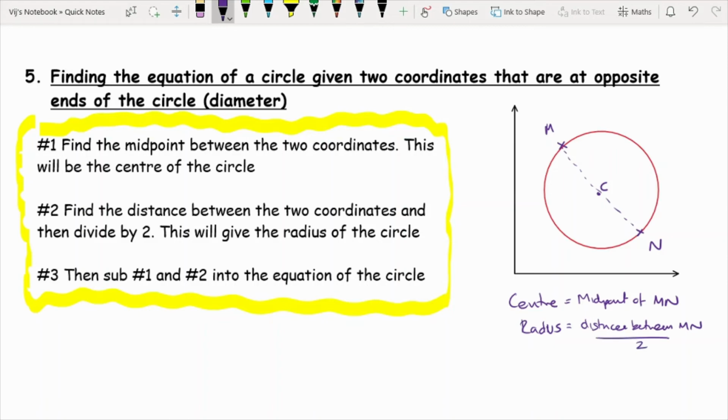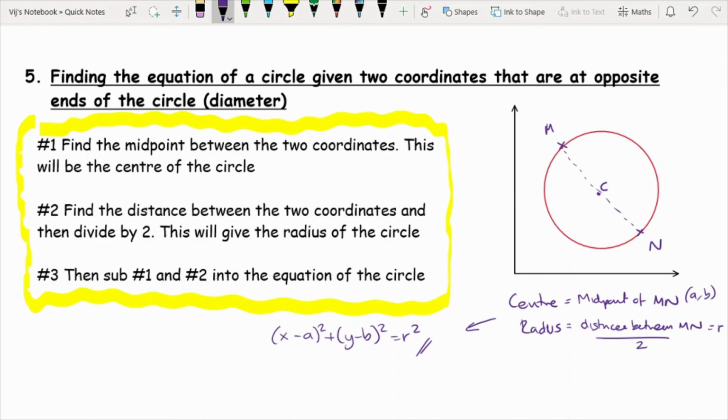And once I've got those 2 bits of information, all I then need to do is substitute that into the equation of a circle, which looks like so, and there we are. And this will give me my A, B value, and this will give me my R value. And so following those 3 steps should make it a little bit clearer what we need to do.